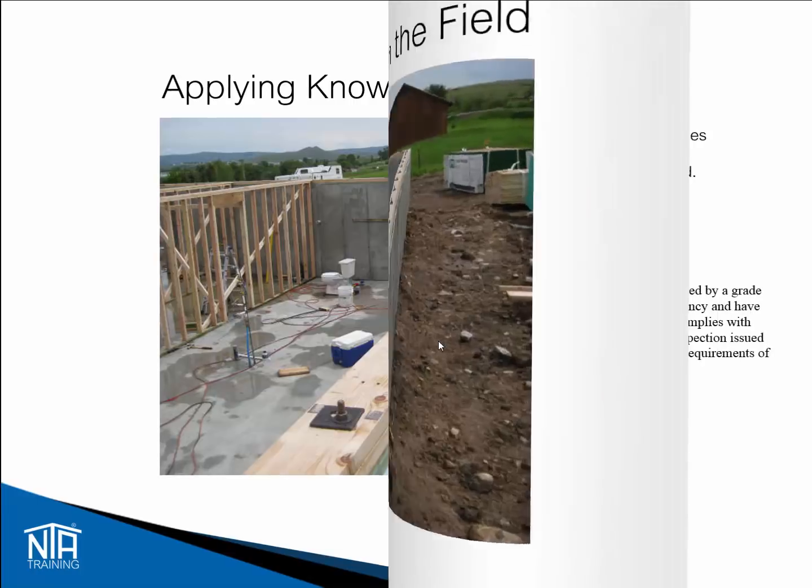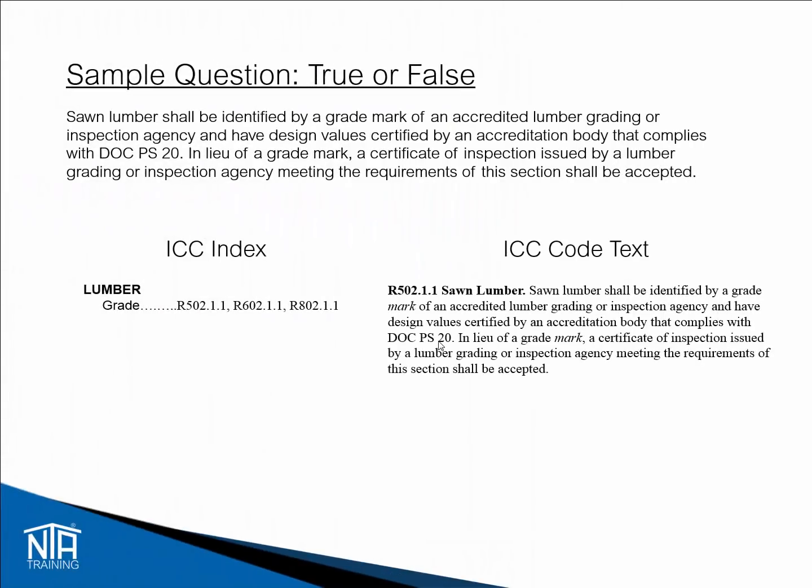True or false? Sawn lumber shall be identified by a grade mark of an accredited lumber grading or inspection agency and have design values certified by an accreditation body that complies with DOC PS 20. In lieu of a grade mark, a certificate of acceptance issued by a lumber grading or inspection agency meeting the requirements of this section shall be accepted.